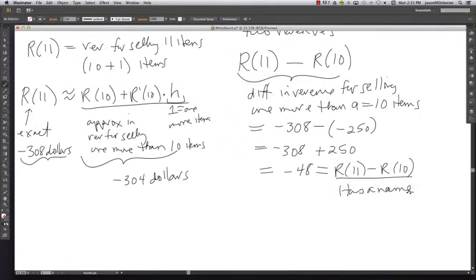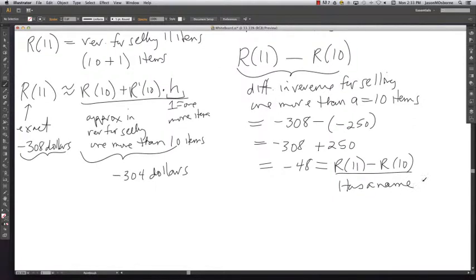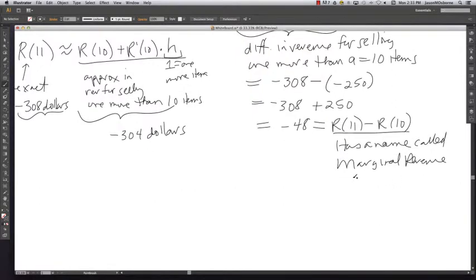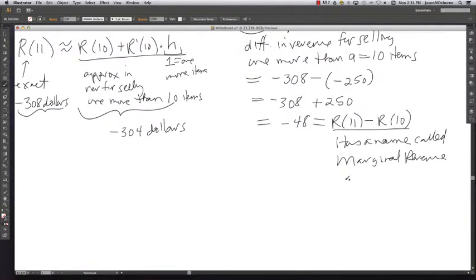This expression, this difference of two revenues, has a name. It's called the marginal revenue. To be more exact, it's the marginal revenue in selling one more than A, which is equal to 10 gadgets.